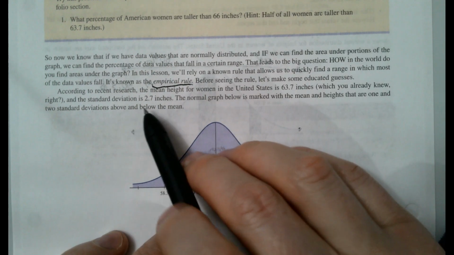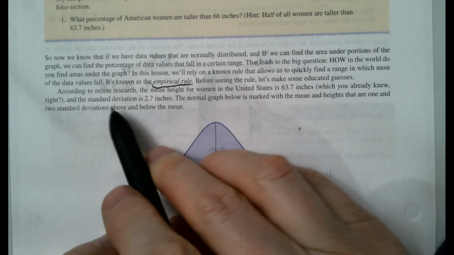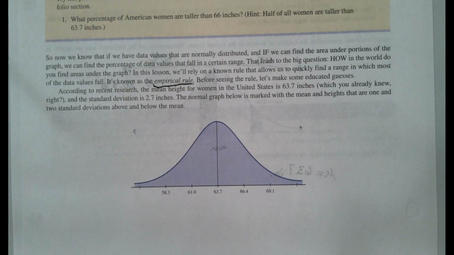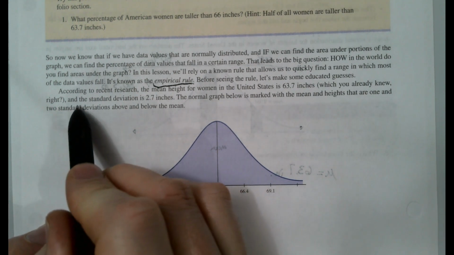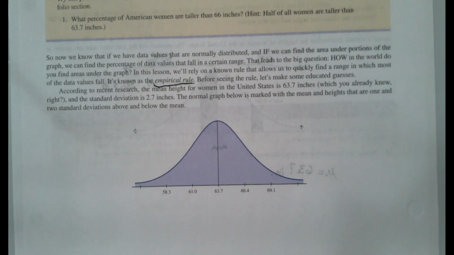And so how did we know that the mean height for women in the United States is 63.7? Well, we did some research. Someone out there collected some samples. They followed the proper rules of sampling collection, and they found that that was the mean height of women with a standard deviation of 2.7.